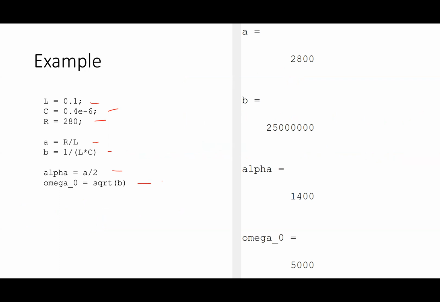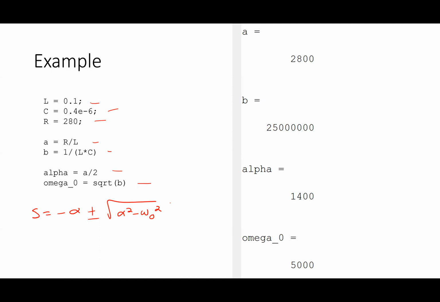this result here. Okay. Now remember, the roots are negative alpha plus or minus the square root of alpha squared minus omega naught squared. So this is what MATLAB spit out for me. Alpha is 1400 and omega naught is 5000.